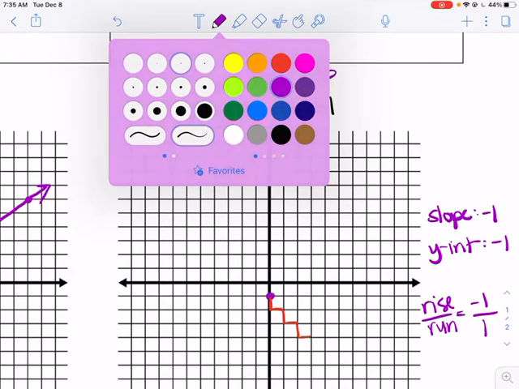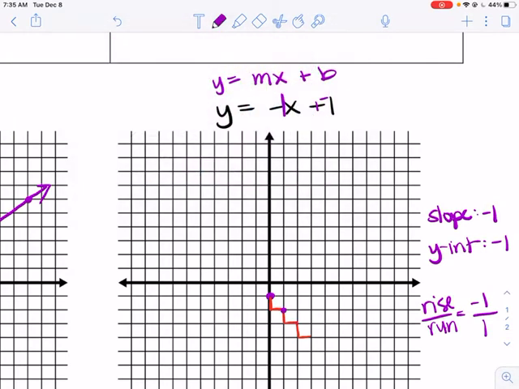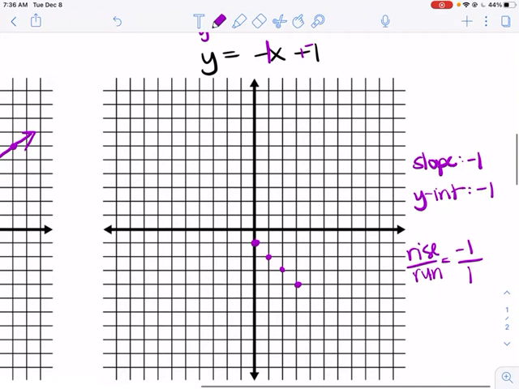Okay, let's fill in my points. Down, right. There's 1. Down, right. There's 1. Down, right. There's 1. Now, I drew 4 points. You could also use any fraction that simplifies to -1. So that would be a negative somewhere in the equation.